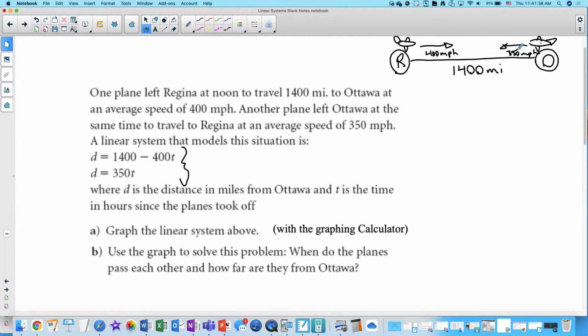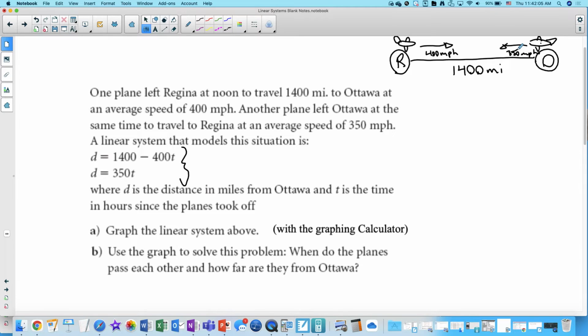And in the system, we've got 2 variables, distance and time. Time is how much time has passed since the planes took off. And distance is how far each plane is from Ottawa. Okay? So let's make sure that we understand why these make sense. Okay? D equals 1,400 minus 400t.